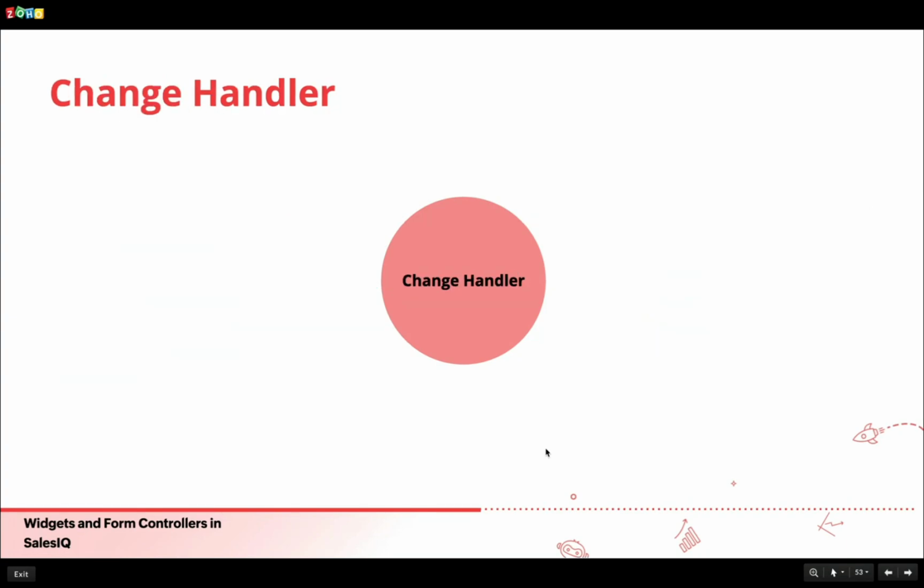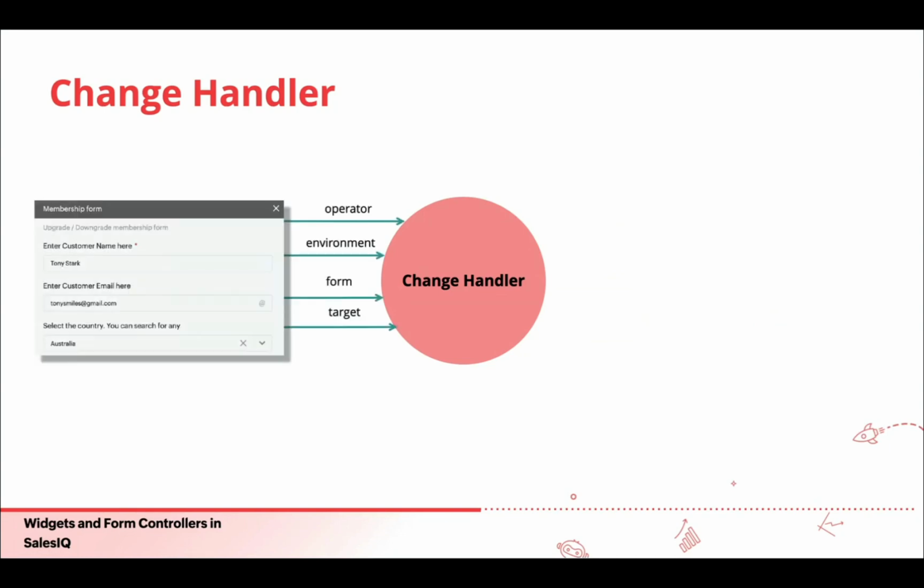Then you have the change handler. This can be used to either add, remove, or update fields in your form, depending on the input that is made for a certain field. Again, the inputs passed here are the details of the operator who is accessing the widget, the details of the environment, the details of the form object and the input values, and then the details of the field and the selected input that has triggered the change.